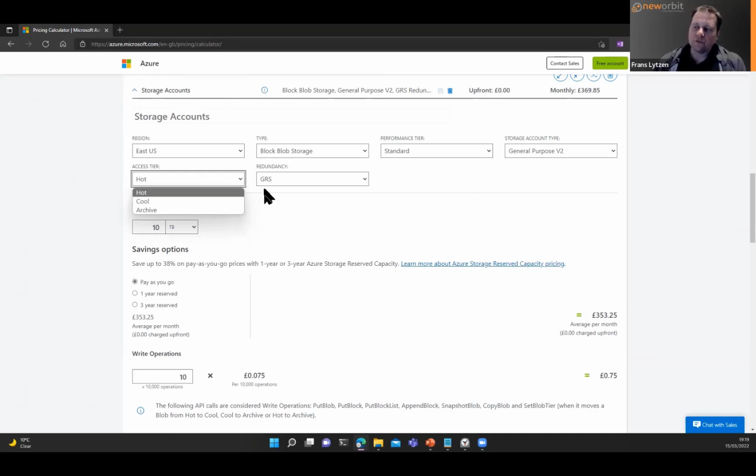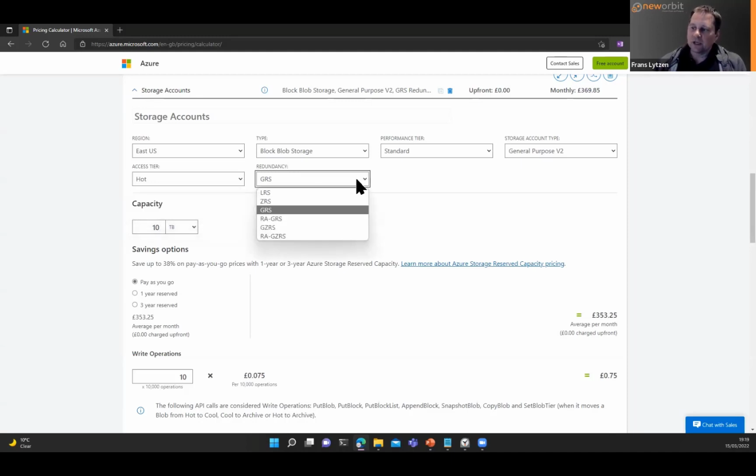The second thing I often see, and again, I'm just using storage as an example, is that people are looking at all of these redundancy options and thinking, I need the best one, that one. That's got more letters, right? The problem with that one is, again, it's quite a lot more expensive.